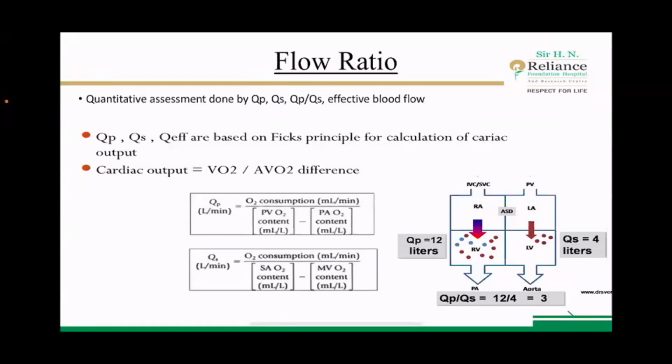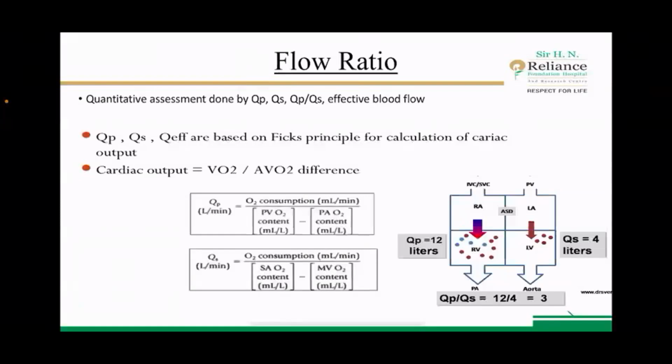So in the diagram here, you can see that there is a left to right shunt because of an ASD. If there is no shunt, then QP should be equal to QS. But here, the QP is more than QS because of the additional blood that is going from the left to the right side of the heart. So here, if your pulmonary flow is 12 liters and your systemic flow is 4 liters, that means the QP/QS ratio here is 3, and that means 8 liters is the shunted amount of fraction QS.